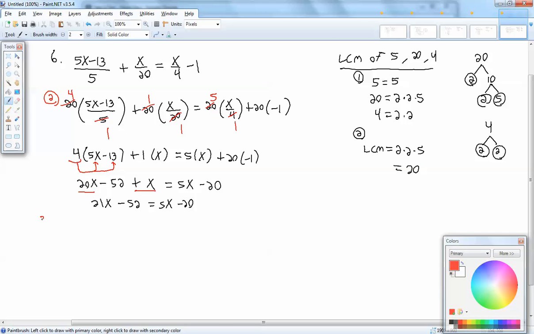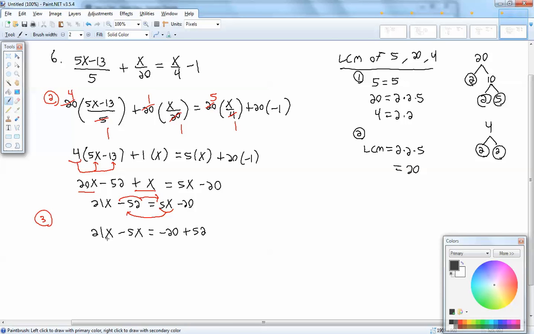Okay, step 3. Get everything with an x on one side, numbers on the other side. So I'm going to take this 5x and move it to the left side, and I'll take this negative 52 and move it to the right side. Now anytime you take anything across your equals, your sign changes, so the positive 5x becomes a negative 5x. The negative 52 becomes a positive 52.